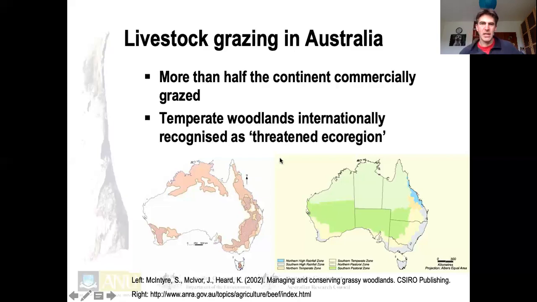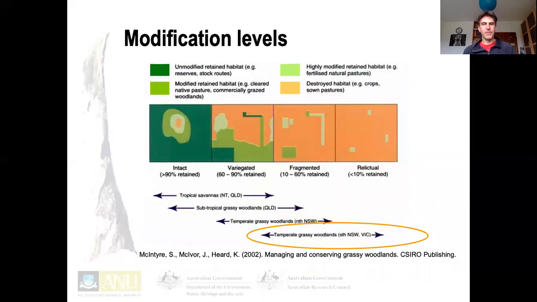Temperate woodlands are internationally recognized as a threatened ecoregion. We looked at that in one of the earliest lectures, that land clearing globally has been very much biased towards the sort of land that can be used well for agriculture. So temperate woodlands fall into a kind of climate that is also very suitable for agriculture, and so they have been disproportionately cleared globally.